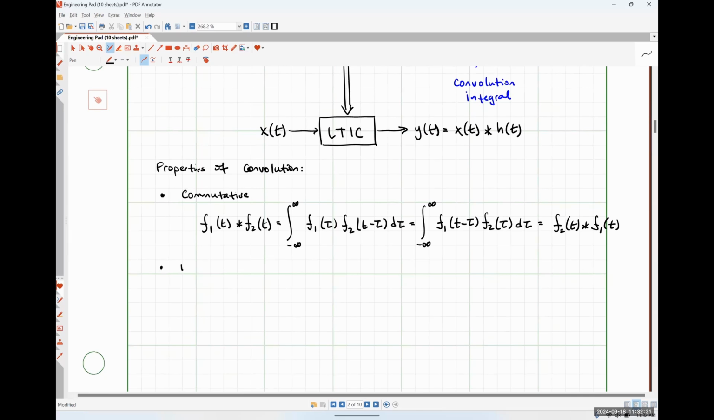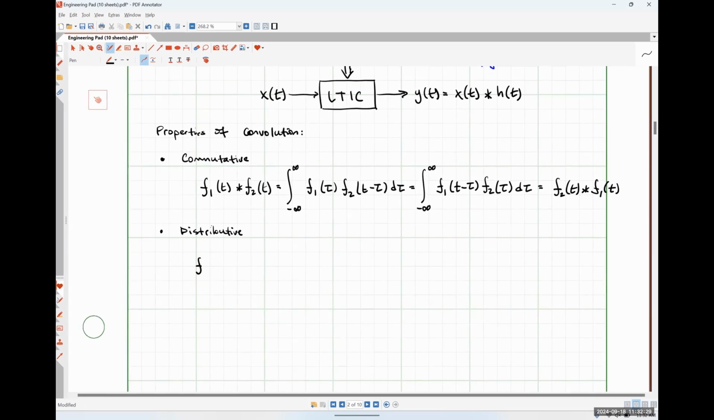Convolution is distributive. Meaning that if I have f1 of t convolved with the sum of f2 of t plus f3 of t, this is the exact same thing as f1 convolved with f2 plus f1 convolved with f3.